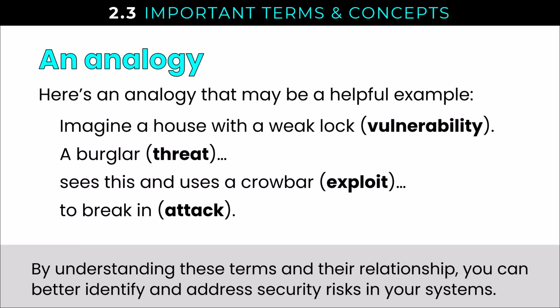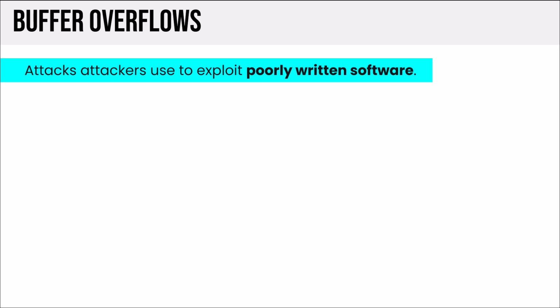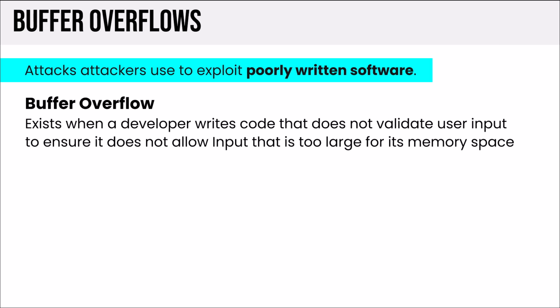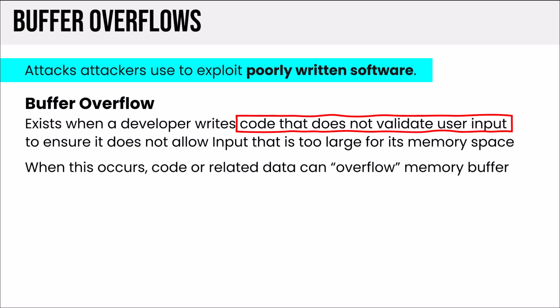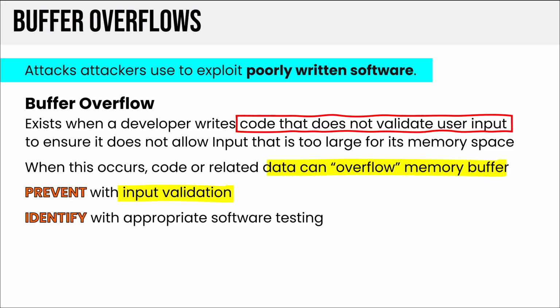So let's get into vulnerabilities, beginning with buffer overflows, which are attacks attackers use to exploit poorly written software. A buffer overflow exists when a developer writes code that doesn't validate user input to ensure it doesn't allow input that is too large for its memory space. So when this occurs or is exploited, code or related data can overflow the memory buffer. We prevent this with input validation, and we can identify this with appropriate software testing.